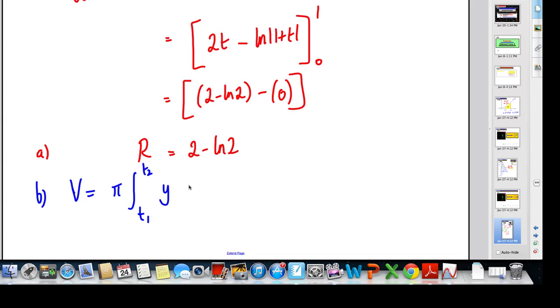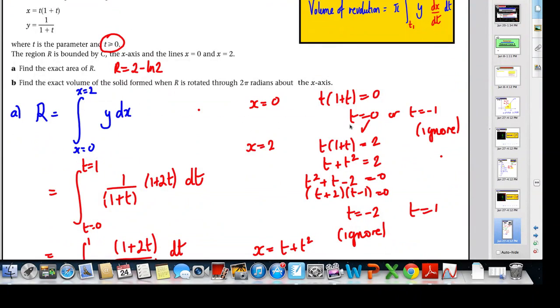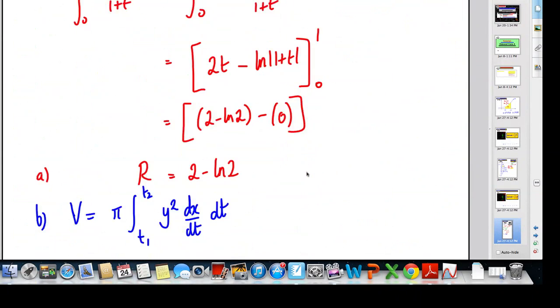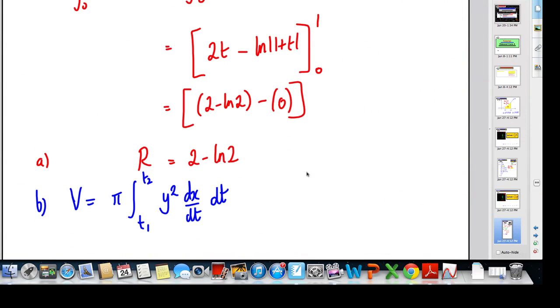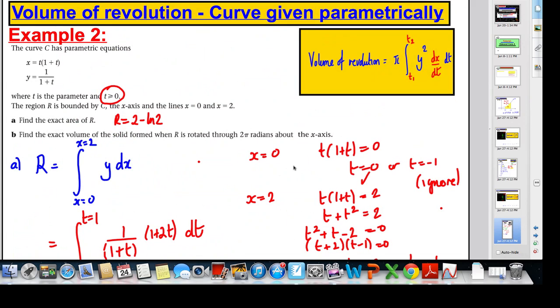y squared dx by dt dt. That's the formula I'm going to use for this one. Now, this is going to be equal to pi, the integral. We've worked out the t1 and the t2 before, it's the integral between 0 and 1. We've worked out dx by dt before.